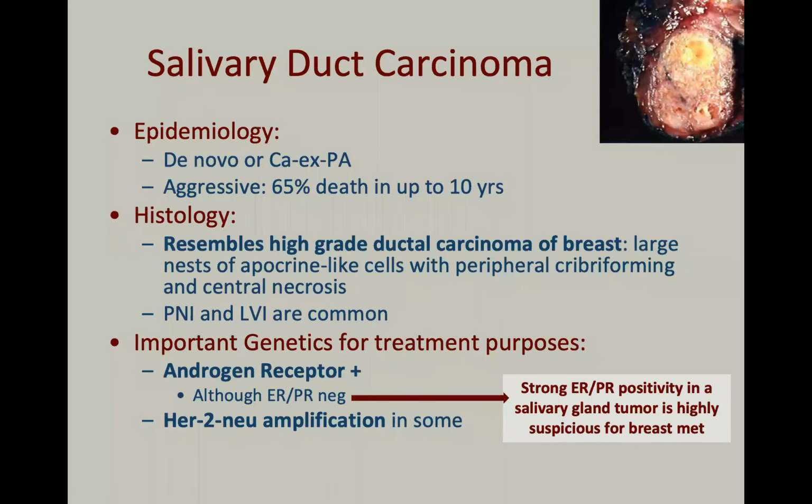The next tumor that resembles a breast cancer is salivary duct. This can arise de novo or out of a pleomorphic adenoma. This is always high-grade. This resembles high-grade DCIS of breast with apocrine cells. We test these for things like androgen receptor and HER2 because often these are positive, and often these can be treated with androgen antagonists or a Herceptin. ER-PR, however, should be negative. If you have ER-PR positivity in a salivary gland tumor, it is essentially diagnostic of a metastasis from the breast, because salivary tumors should not have ER-PR in any significant fashion.